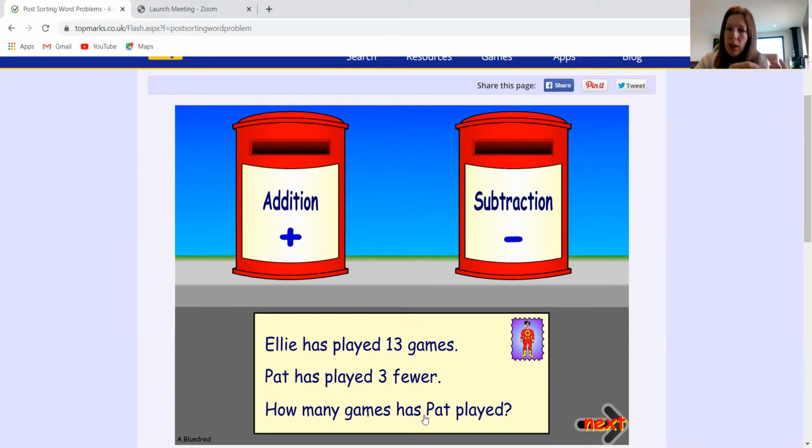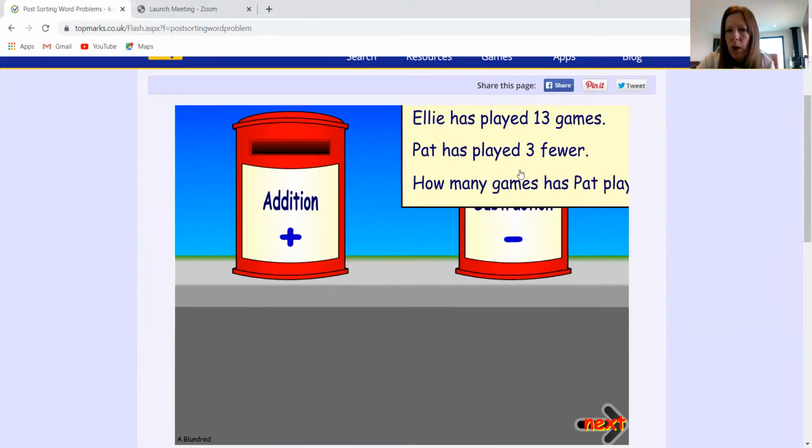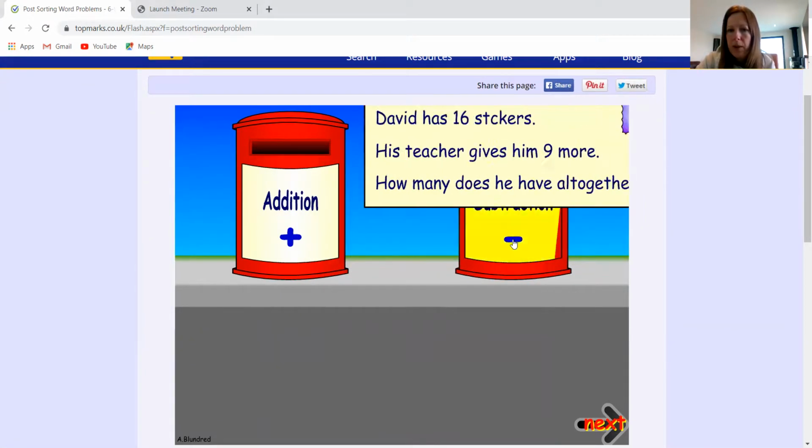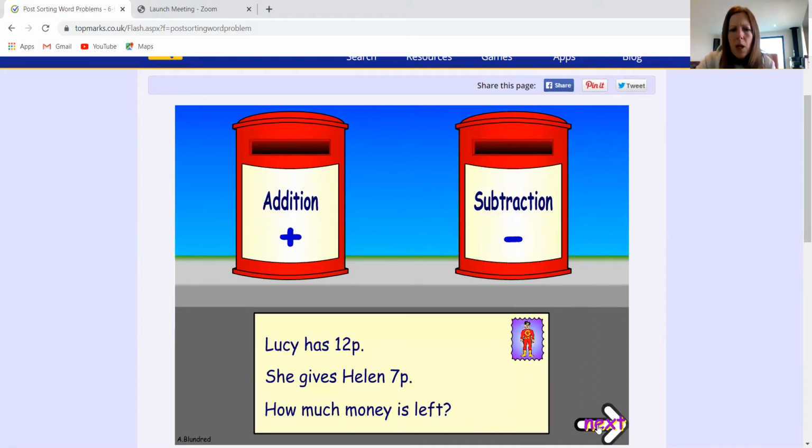So Ellie's played 13 games, Pat's played 3 fewer, that's 3 less than. So how many games has Pat played? So our sum would be 13 take away 3. I'm sure most of you are able to tell me what the answer is. But we need to be posting that envelope there into our subtraction post box there. If I can just get, there we go. And hopefully you heard that round of applause there as well. Okay, so let's go on to our next one.